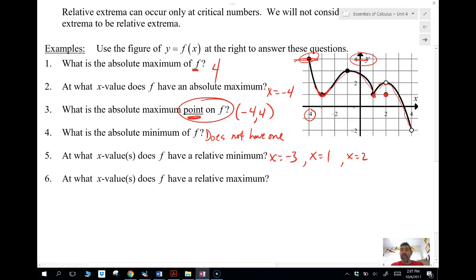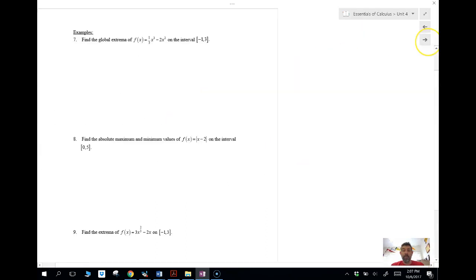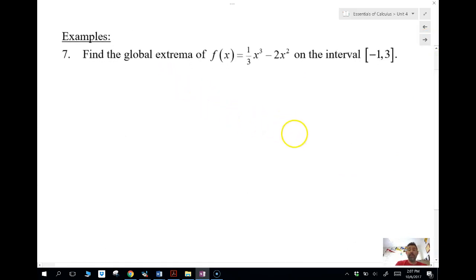Where does it have a relative maximum? Well, it peaks right here at x equals -1. So that's our maximum. Hopefully that makes sense in terms of what we're talking about graphically with maximum and minimum values. All right, let's continue on and look at some examples of how we're going to do this calculus-wise.